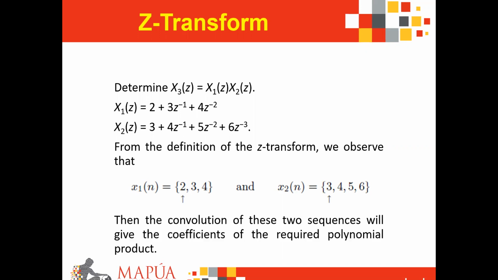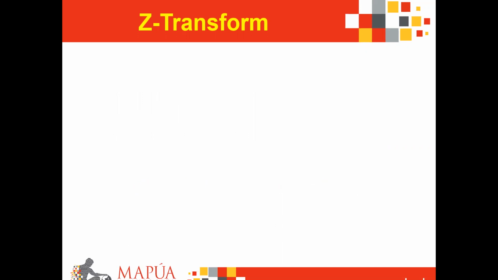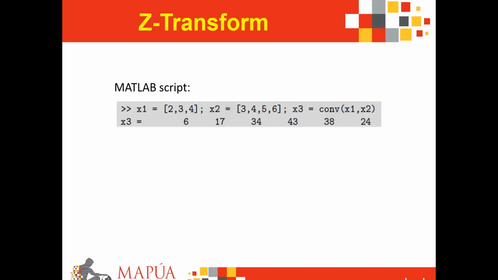For x1 and x2 signals, if you apply convolution, this is the MATLAB script. I showed an example here. So what is the command for convolution? CONV, conv. Okay?